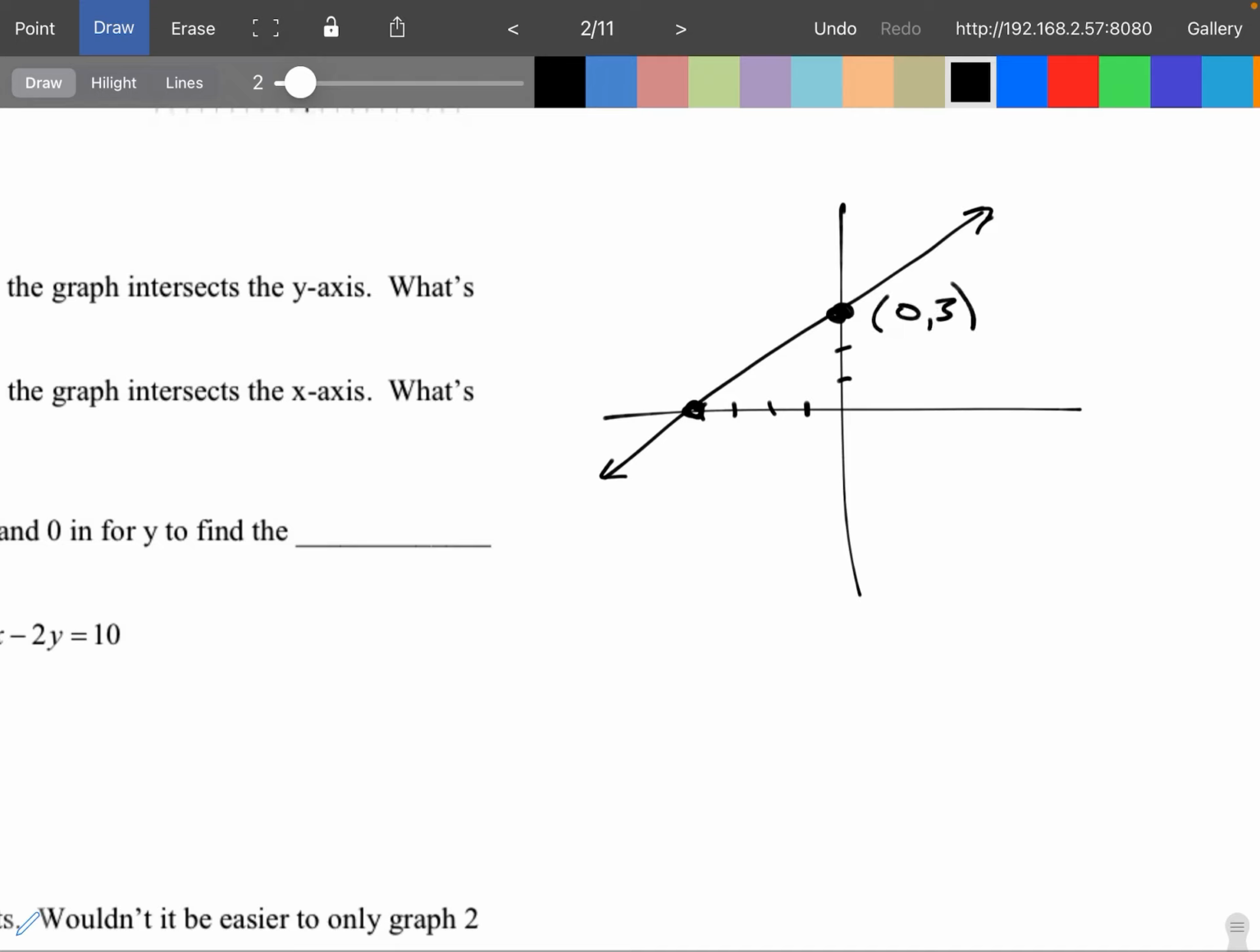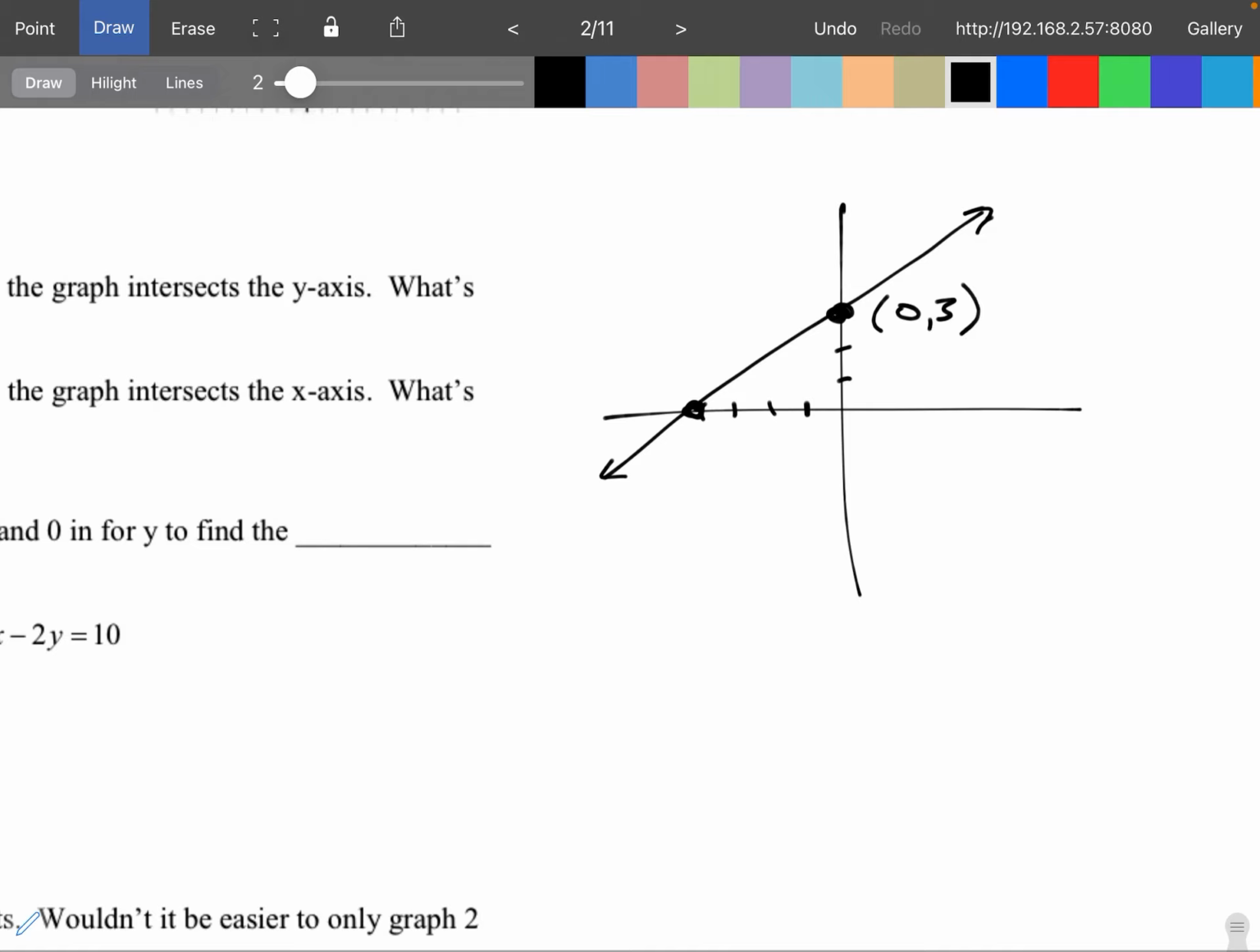Okay, so what's the y-intercept? What's the y-coordinate of the point where the graph hits the y-axis? Yeah, it's 3. So that would be the point (0, 3). So the y-intercept would be 3.